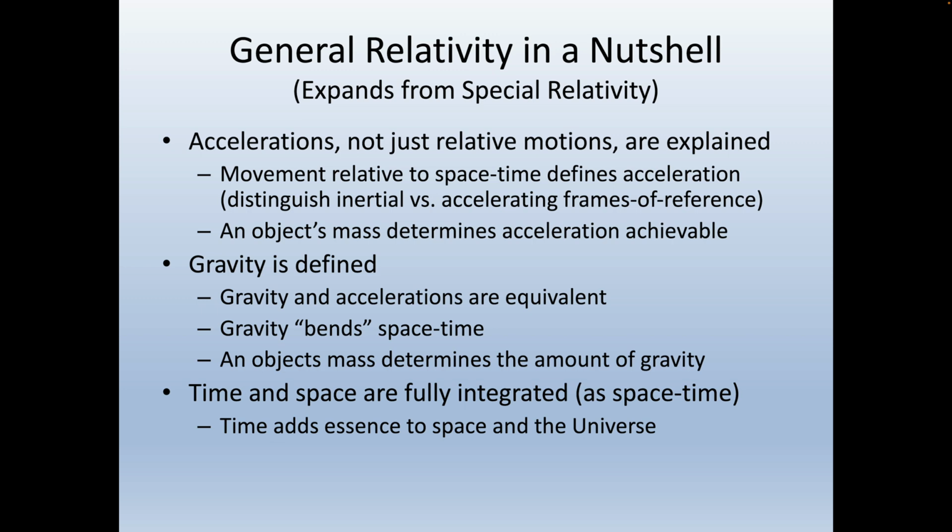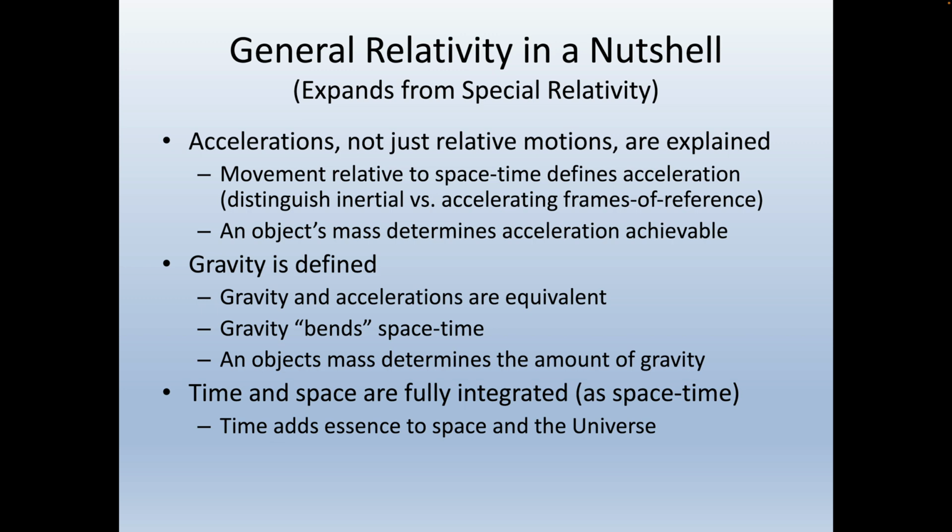So, to summarize, general relativity does three things. It defines how accelerations work beyond just simple relative motions that were defined and described by special relativity. And it is movement relative to space-time that defines acceleration. It's what distinguishes between inertial and accelerating frames of reference. And it is an object's mass that determines the amount of acceleration that's achievable.